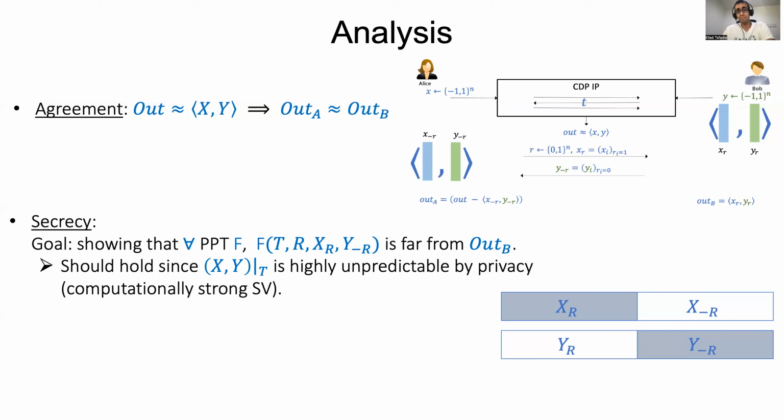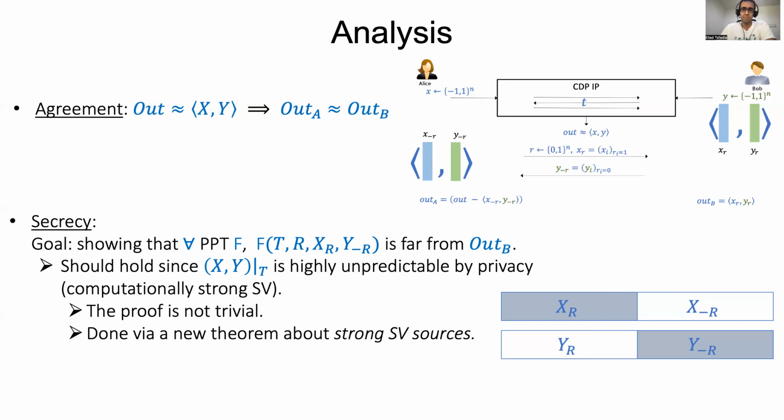So the protocol can reveal the inner product of XR, YR for a few R's while preserving privacy, but we prove that it cannot do it for many R's, and in particular for a uniformly random R. The proof is not trivial and is done via a new theorem about strong SV sources that we will see in the next slide. We remark that this protocol is not exactly a key agreement, but the gap between the agreement and secrecy can be amplified to a fully secure key agreement protocol using standard techniques.